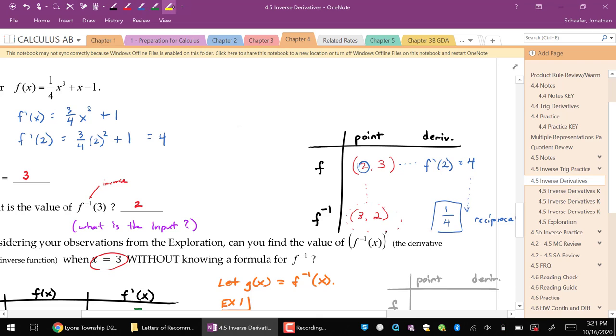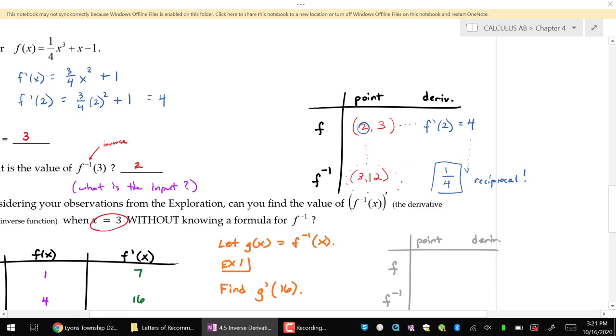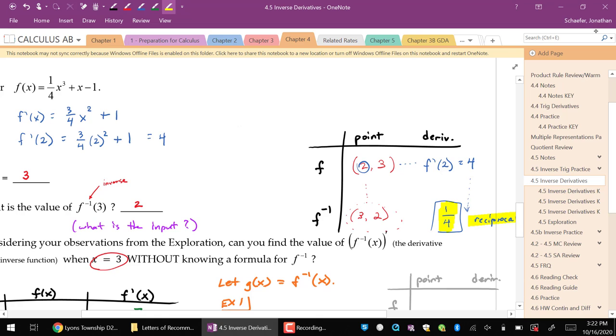So what essentially we've done is gone from the inverse point back to the function point, the regular function point. We did a little bit of calculus here to find out what the derivative was. We found our value of the derivative on the function, and then we just recognized the fact that we have a reciprocal relationship. So whatever that value is here, the reciprocal of it would be my derivative of the inverse at that point.